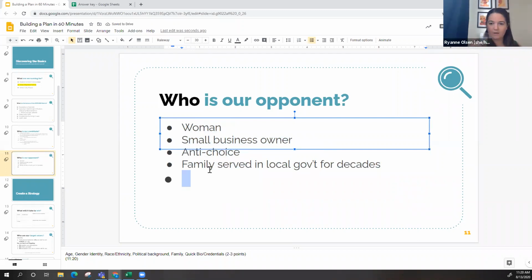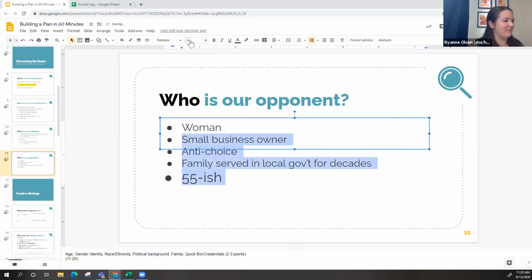Anything else we want to say about our opponents? Yep. Okay, and what age range is she in? 50s, cool. So a bit older, but not too much older yet. Yeah, some of these seem familiar, right? Well, I'm sure some of you will recognize similarities or not.